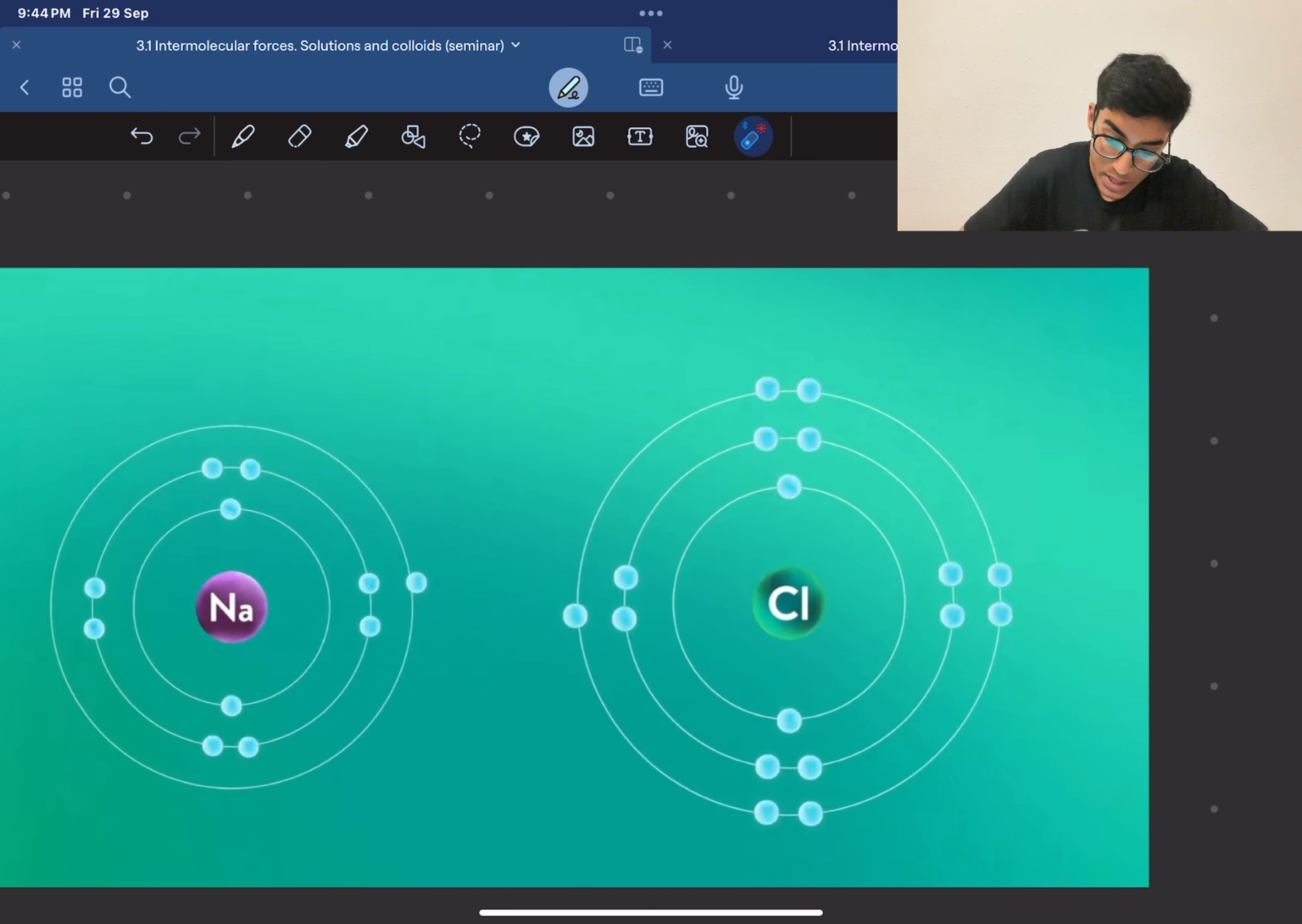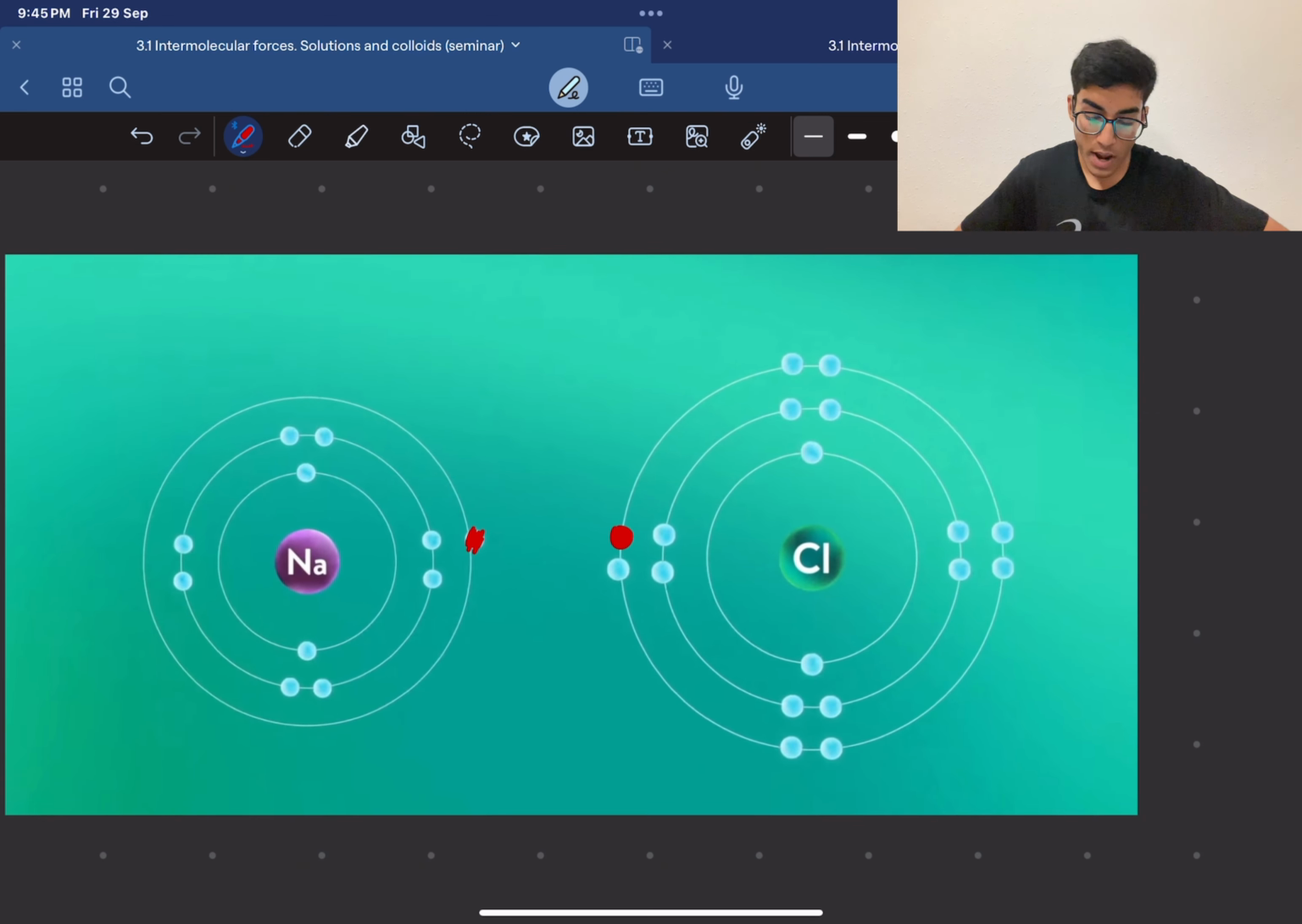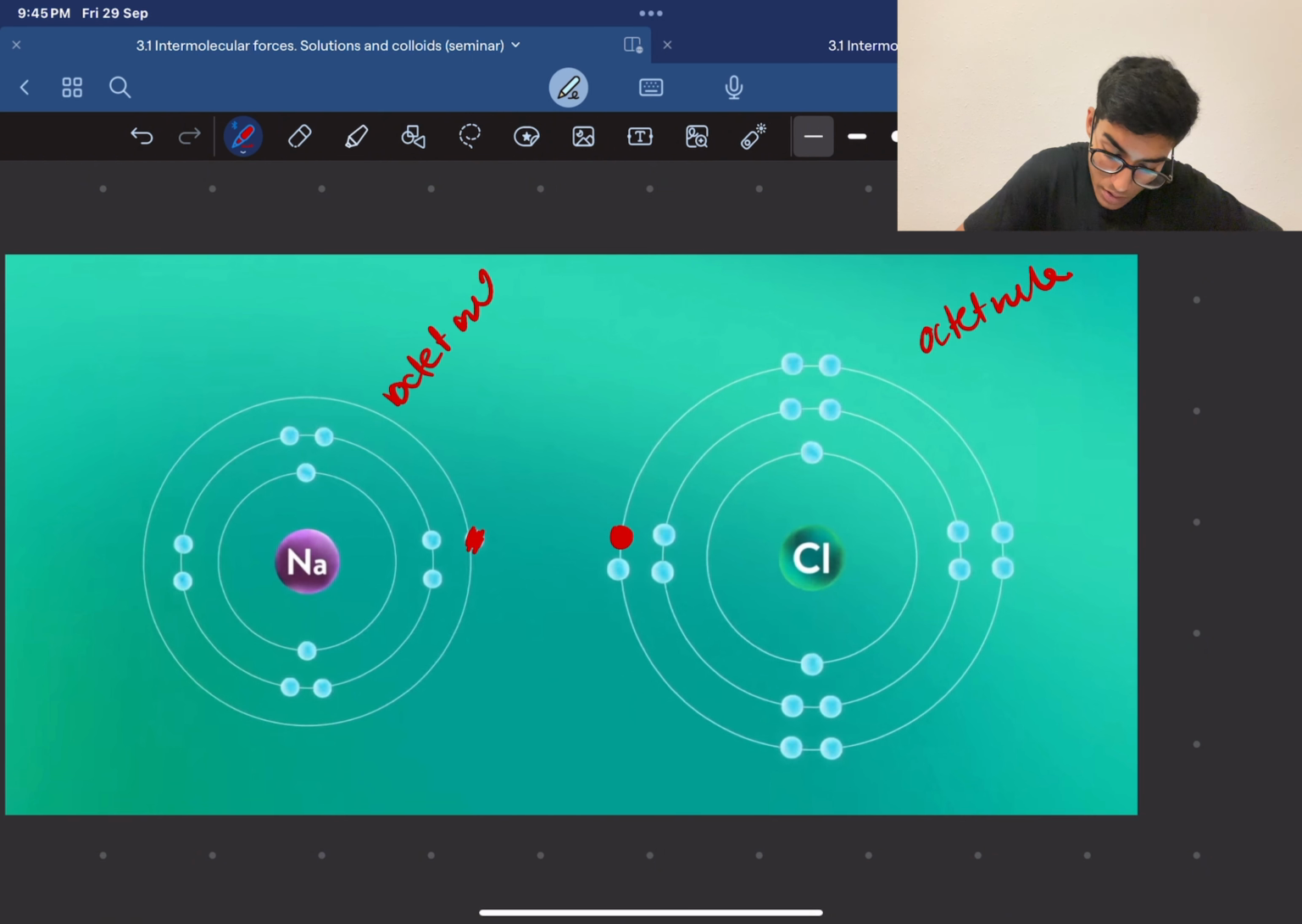So now what happens? I'm gonna cut this off here, indicating that there's no electron here anymore. And now there's one electron here. So now the shells over here are complete. This has completed its octet rule. This has completed its octet rule. They both are happy.